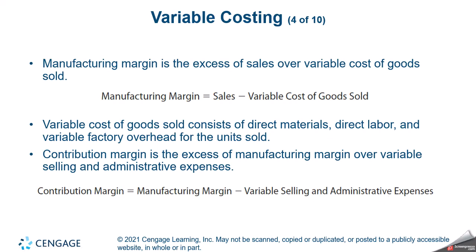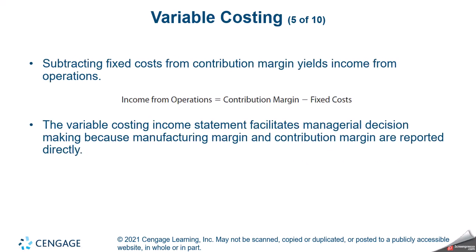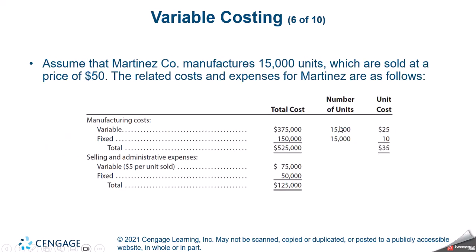So then, again, here it just shows you to make the comparison. Our manufacturing margin is our sales less our variable cost of goods sold. Our contribution margin is the manufacturing margin minus our variable selling and administrative, which would then be our sales minus our variable cost of goods sold and our variable selling and administrative. And then our income from operations is that contribution margin minus all of the fixed costs. And again, the fixed costs could be broken out by manufacturing and selling and administrative as well.